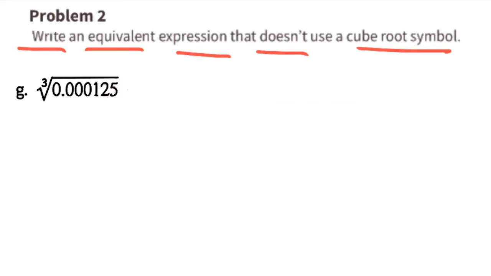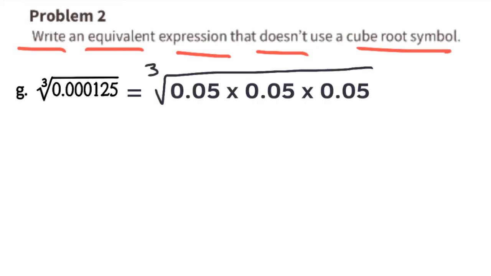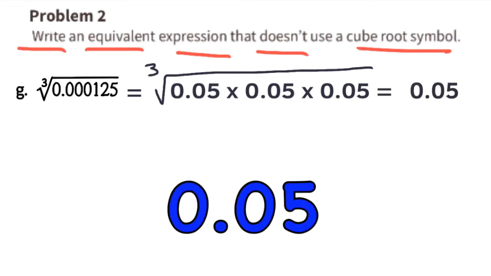G. The cube root of 125 millionths. What number times itself 3 times equals 125 millionths? Since 5/100ths times itself 3 times equals 125 millionths, then we can use 5/100ths to represent the cube root of 125 millionths.